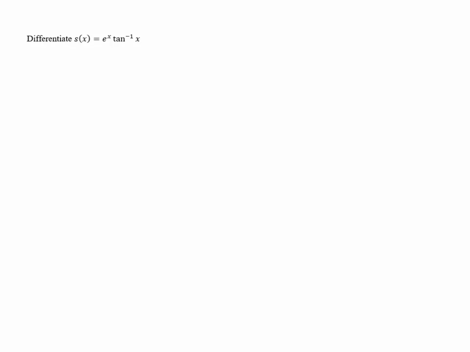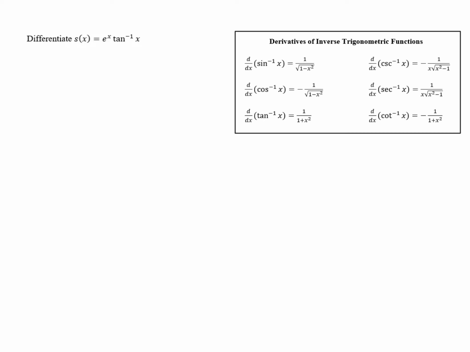Differentiate S of x equals e to the x times inverse tangent of x. We're going to need at some point to differentiate inverse tangent of x, so let's pull out our table of derivatives of inverse trig functions. And since we're looking at inverse tangent, the derivative when we get to that is going to be 1 over 1 plus x squared. But that's not going to be the very first thing that we do.